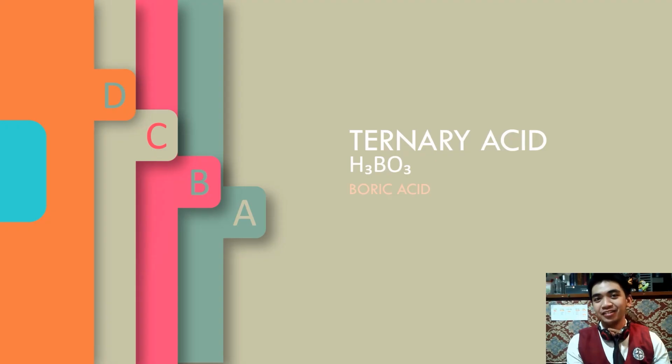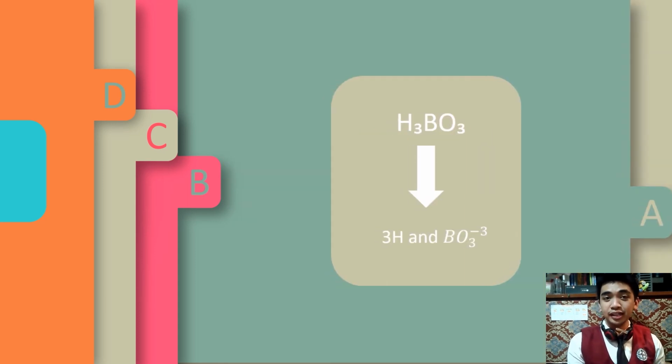Simple as that. Hello guys, now we will talk about the ternary acid. So our example will be boric acid. So let's get started. The first thing that we need to do is to determine its elements. So we will have H3BO3. The next step is to separate it from each other. So we will have 3H and BO3 with a negative 3.